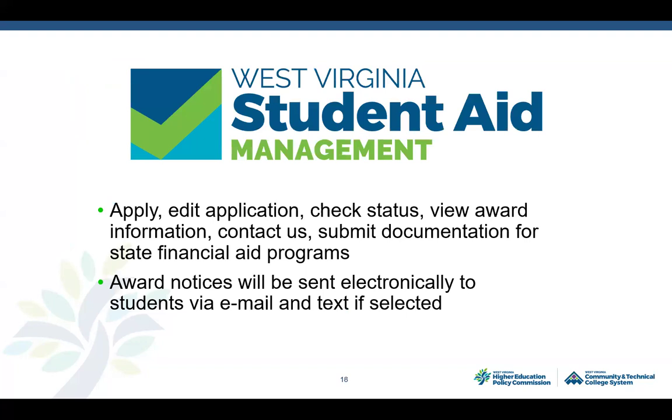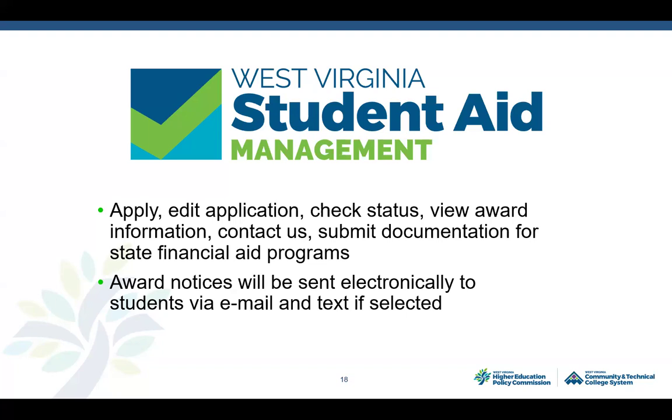There's also the West Virginia Student Aid Management System. This is the SAM system, which is what we call it, is the system in which students would apply for state financial aid in West Virginia. This allows them to create an account where they can then apply for our programs, make edits to their application, check the status of their application, view their award information. They can submit documentation to us, as well as contact us if they have any questions.